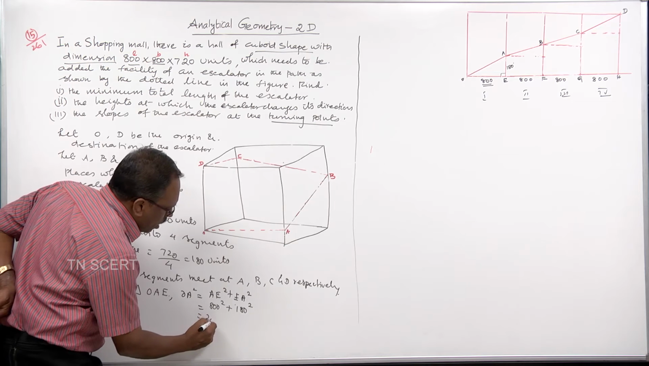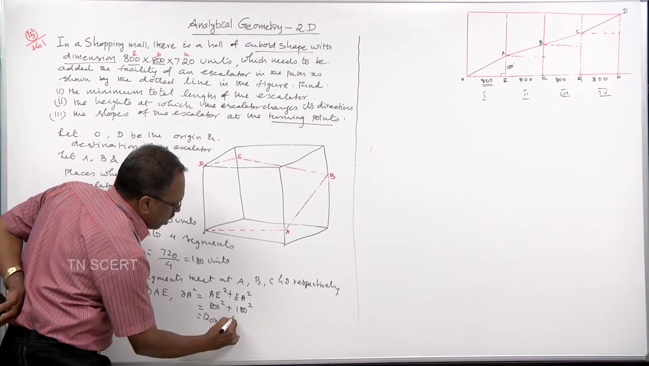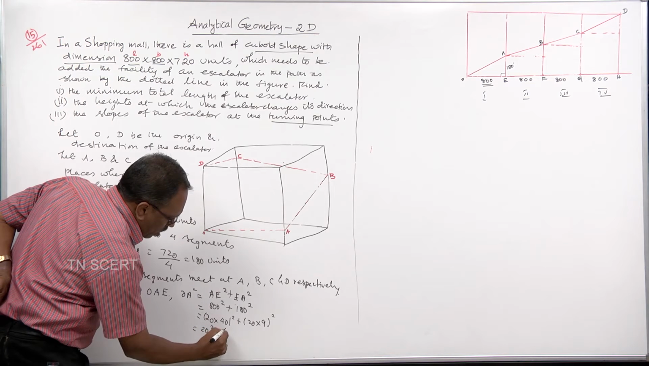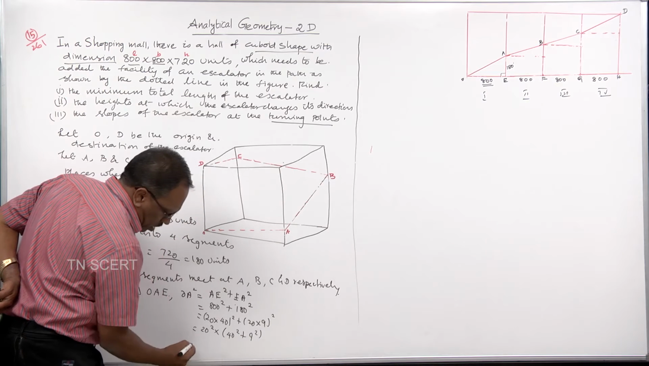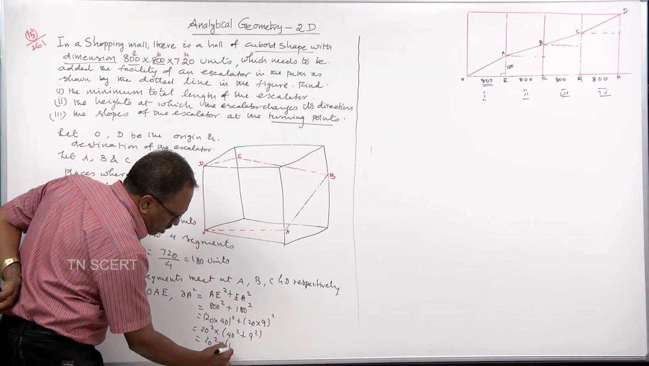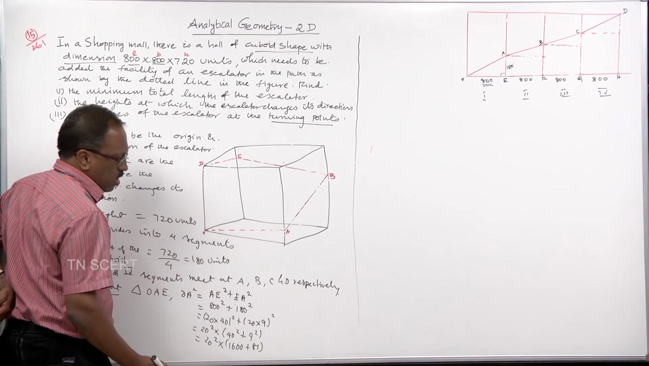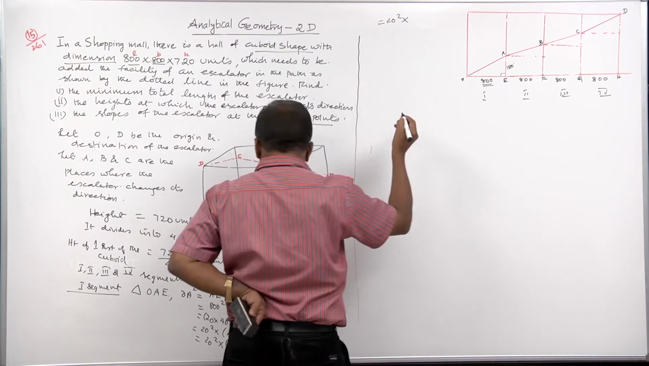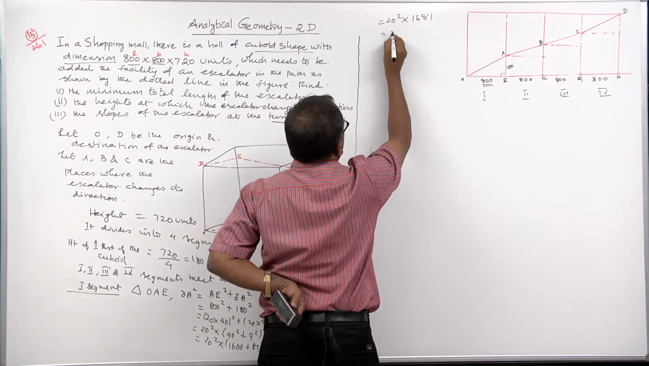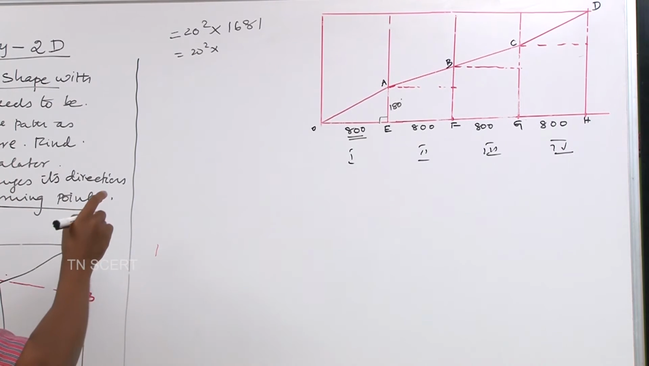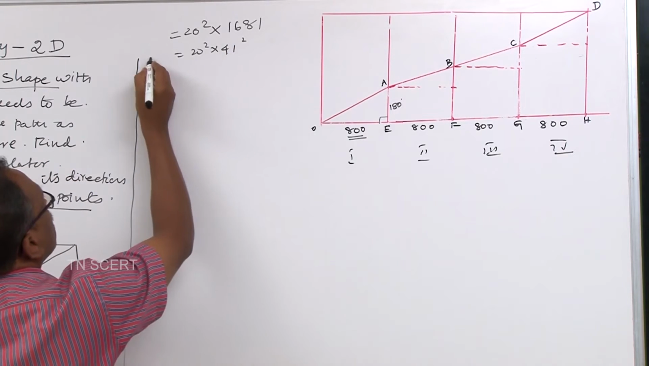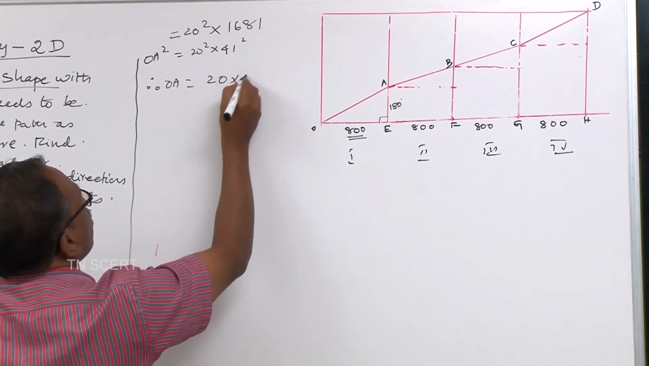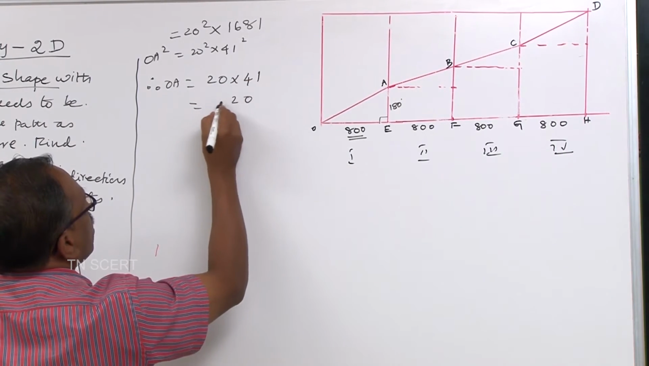Which we can write as 20 into 40 square plus 20 into 9 square, that is 20 square into 40 square plus 9 square. 40 square is 1600 plus 81. So here how much distance do we have? It is 20 square into 1681. That is 20 square into 41 square. So OA square, therefore OA is equal to 20 into 41.